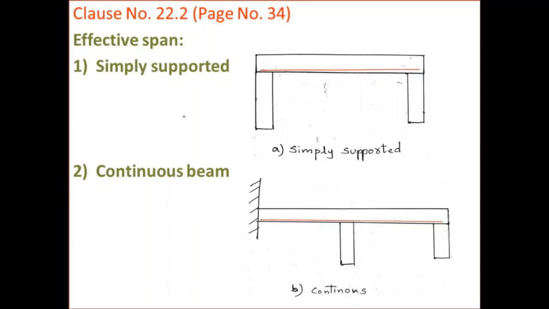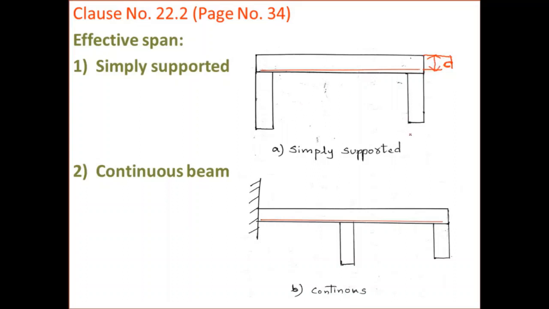Then the next class is related to the effective span of the structure, the effective span of the beams. First, consider a simply supported beam. This may be the effective depth, suppose. Effective depth means we will measure it to the centroid of the tensile reinforcement.